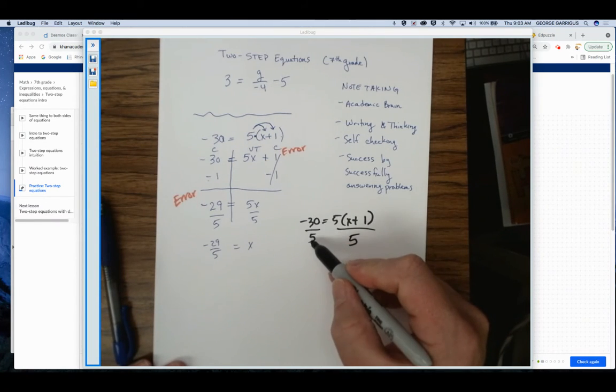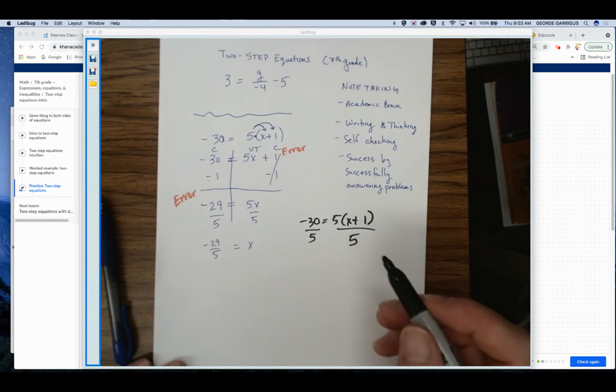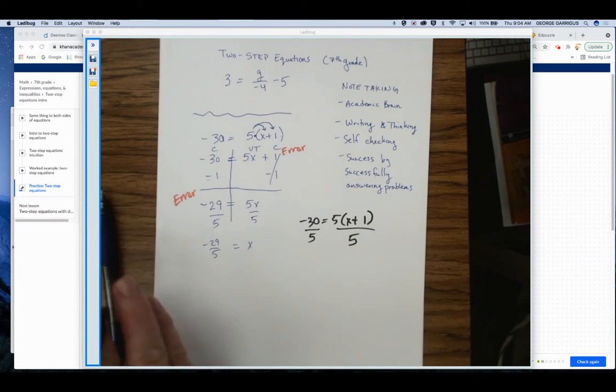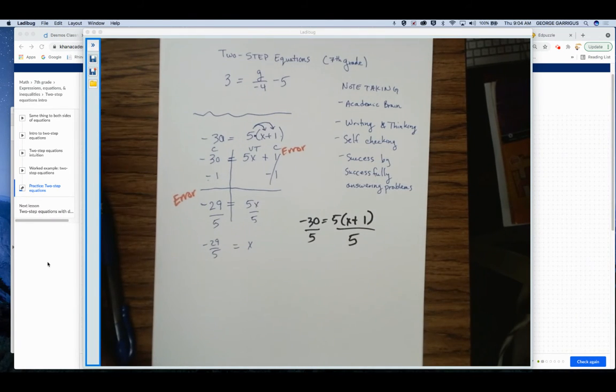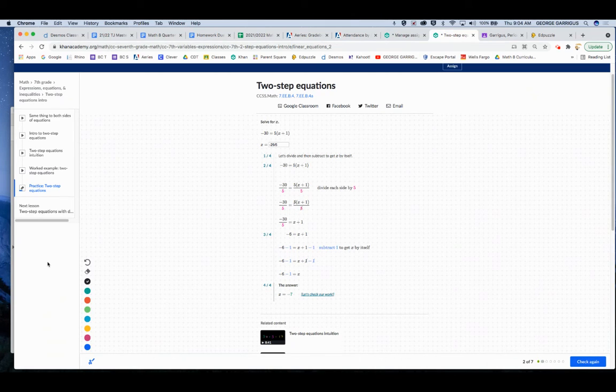Well, I know that negative 30 divided by 5, I think it's 6. Oh, wait, is it negative or positive? Let me go back to the hints here. It says negative 30 divided by 5. If I track it down on the left, it says it becomes negative 6. Okay. All right. And on the right side, it has this crossing off. See, they have a 5 in the numerator and a 5 in the denominator. They've cross canceled, and they're left with just x plus 1.